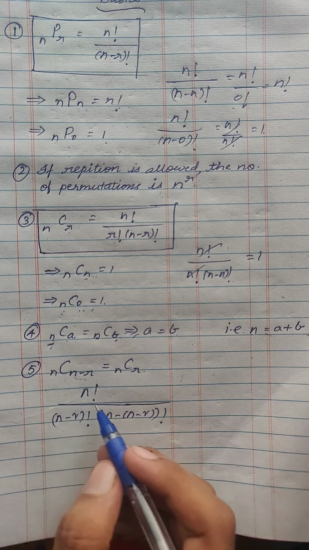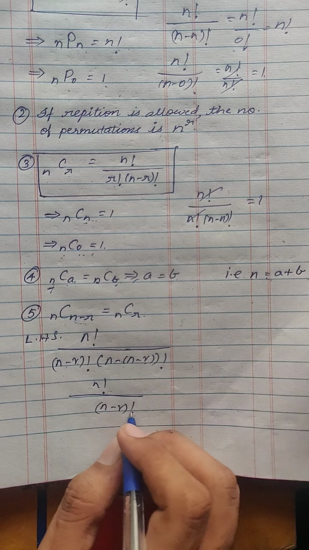Now what will happen? This is LHS. This is our left hand side. So now what will happen? n factorial by, we have (n minus r) the whole factorial.